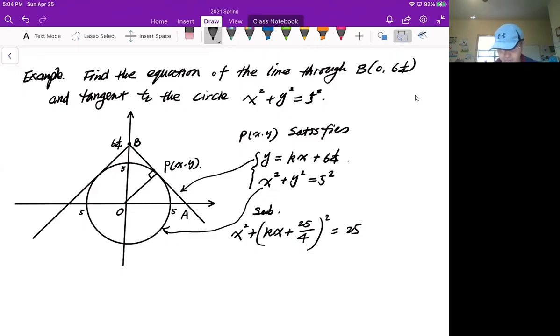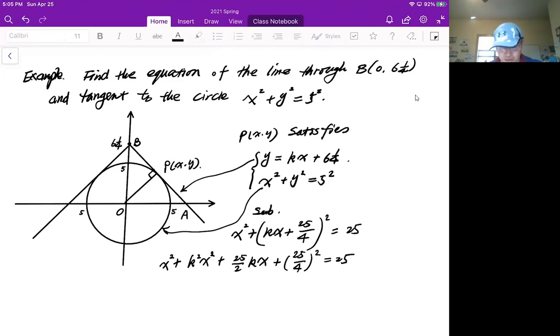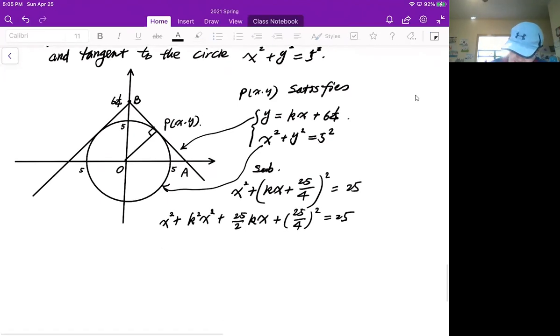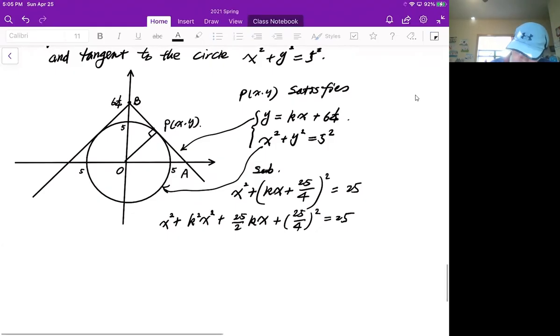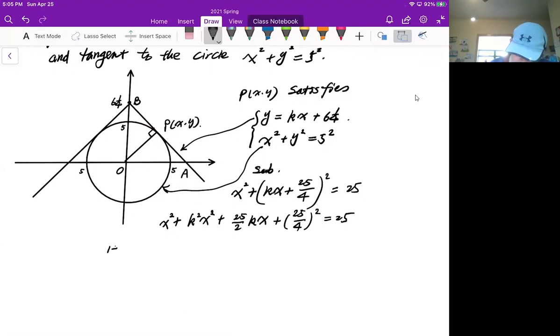Okay, very good. So now we have x squared plus k squared x squared, and then the 2ab, so 25/2 kx, and then we have the 25/4, take a square, that's equal to 25. Okay, and then I'm going to put that together. So the x squared term will be the 1 plus k squared.